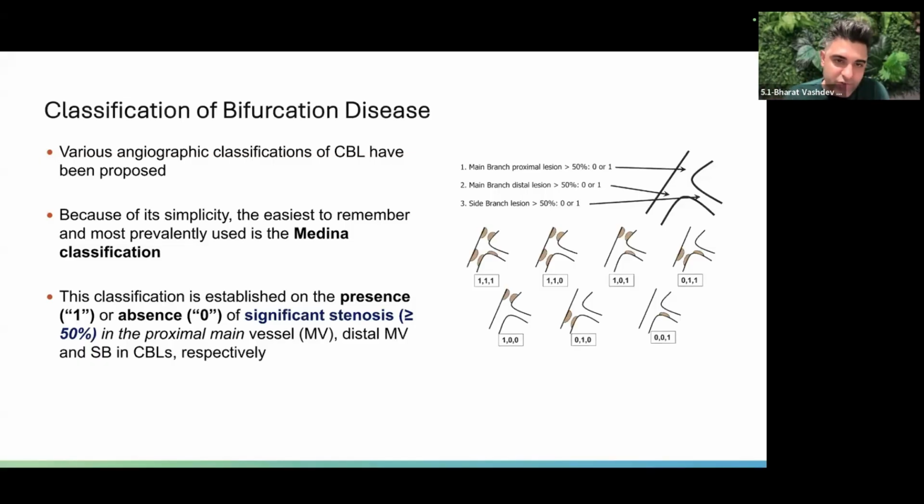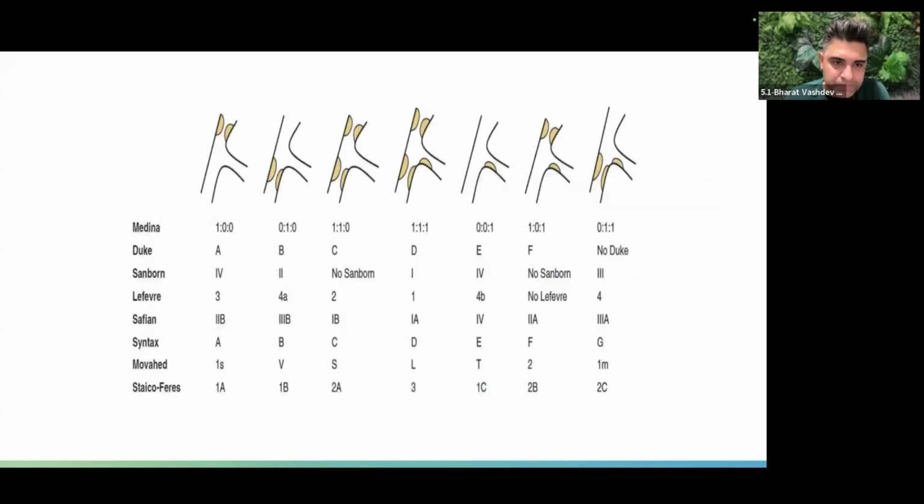There are various angiographic classifications, and the most common one that I think all of us are quite familiar with is the Medina classification. And really, this classification is just established on the presence or absence of stenosis. So if you have stenosis that's more than 50%, that's considered present, and it's given a score of 1. And if you have stenosis that's less than 50%, then that's considered absent, and it's given a score of 0. So most of you will be quite familiar with the Medina classification.